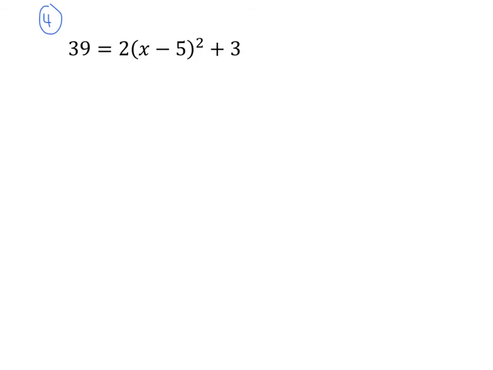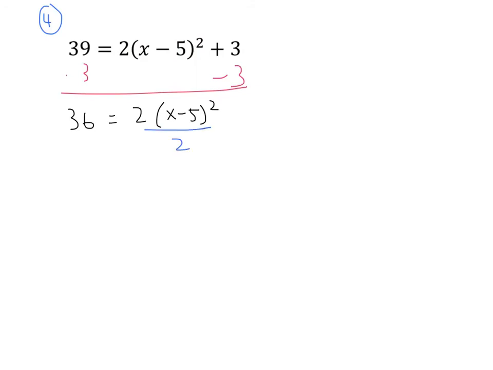Okay. All right, so again, let's try to isolate our x minus 5 squared. That's what we want to isolate. In this one, I'm going to subtract 3 from both sides. That gives me 36 is equal to 2 times x minus 5 squared. Next, let's divide both sides by 2. That would give me 18 is equal to x minus 5 squared.